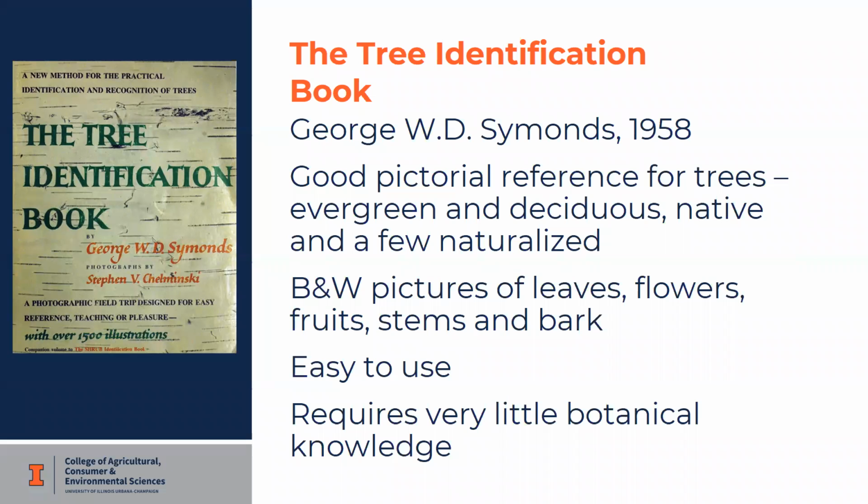Moving on to our next resource. This one's called the Tree Identification Book by George Simmons. It's a good pictorial reference for trees, including evergreens and deciduous. It's mostly going to be native. There might be a couple naturalized in there, but you're not going to find many landscape introduced plants in this particular book. It uses some high quality black and white pictures of leaves, flowers, fruit, stems, and bark.